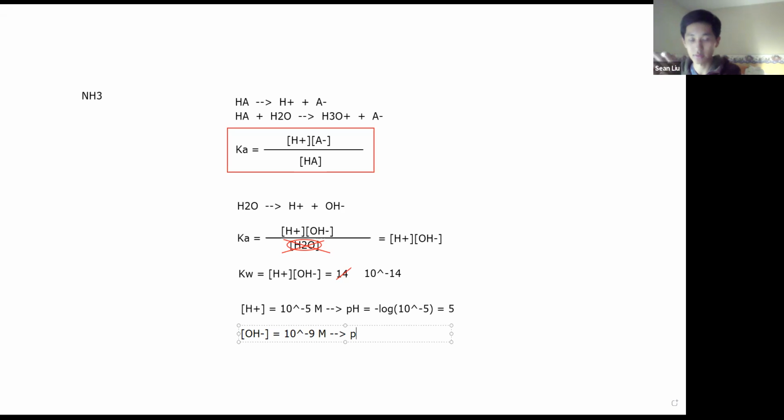I'm basically going to do the same operation of negative log. This is what's called POH. Essentially, it's the same thing as pH, except that you're dealing with hydroxide instead. So it's going to be that. What is that value? So what is the POH here?